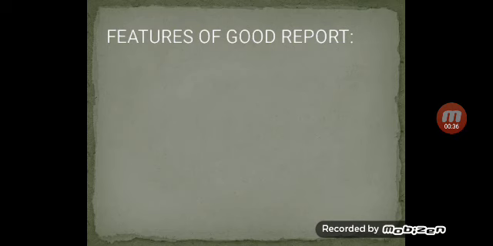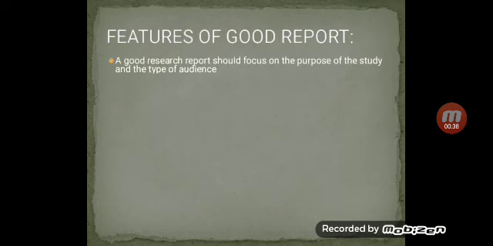First is features of a good report. A good research report should focus on the purpose of the study and the type of audience. You all know that the report should focus on the purpose, that is, why the research is conducted and who the targeted audience are. Based on that, the report should be written.